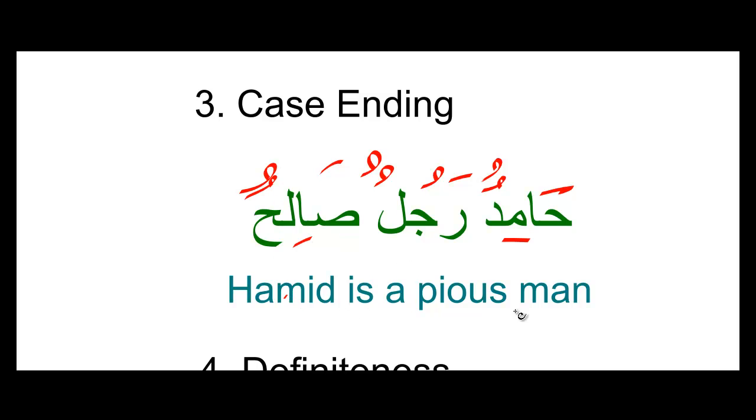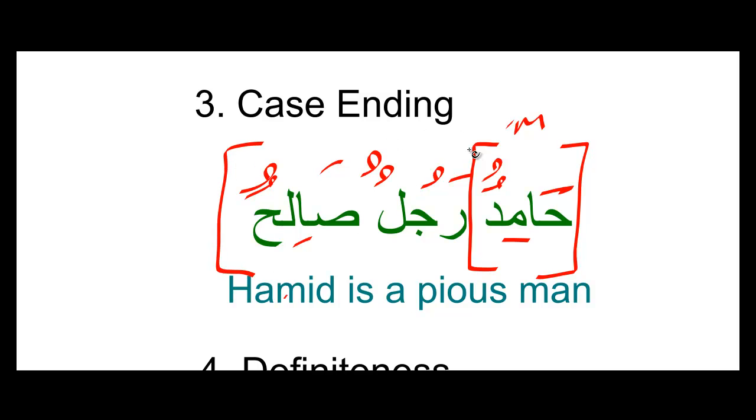Hamid is a pious man. So Hamid here is our mubtada, our subject, okay? And rajulun salihun is our khabar, our predicate. Now, because rajulun has two dhammas, a tanween dhamma, salihun is also going to have two dhammas, okay? Because we're using pious to describe the man.